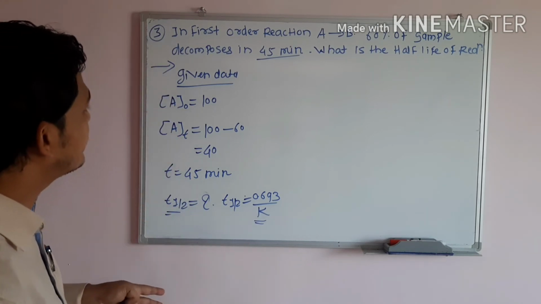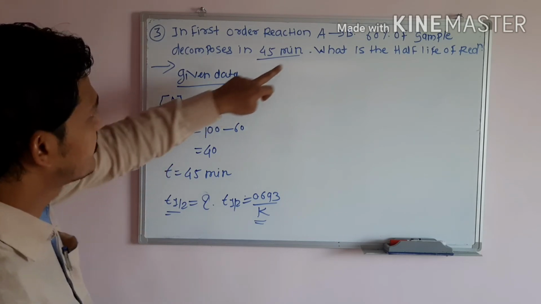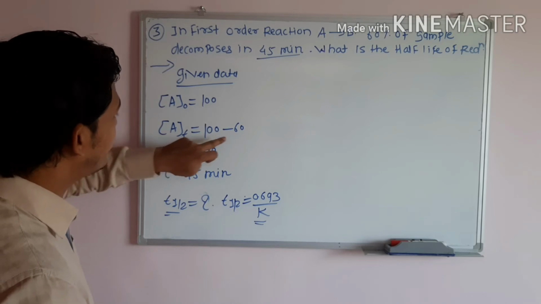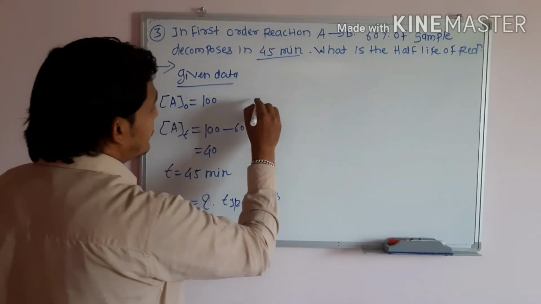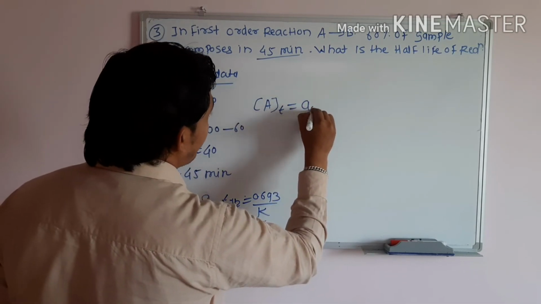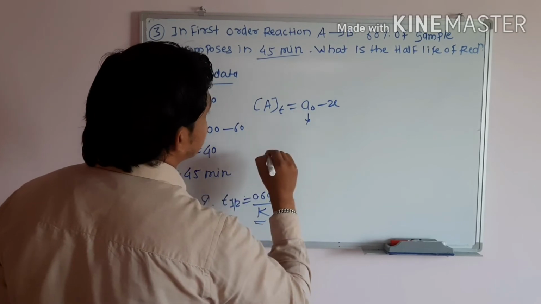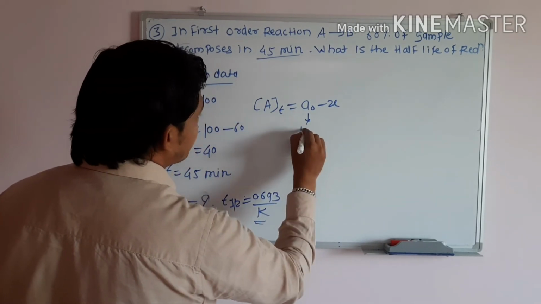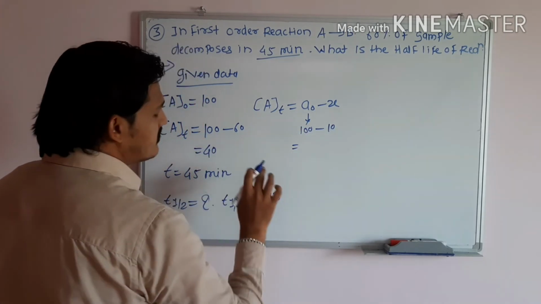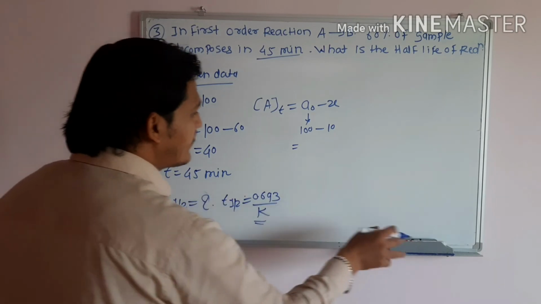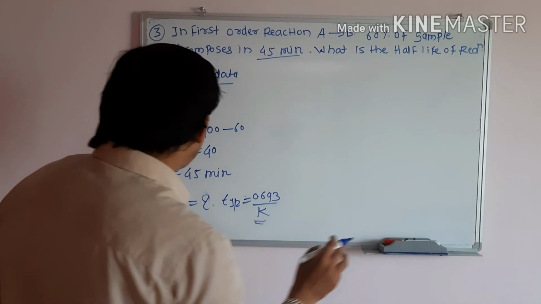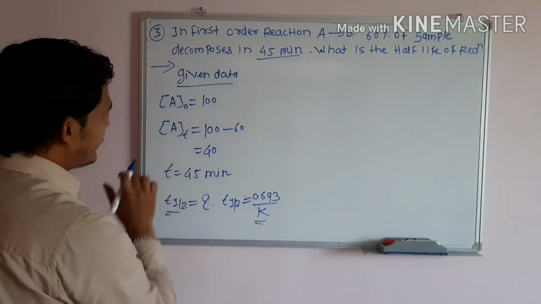This is our basic given data. Initial value, that is 100. Final value, that is after 60% decomposes, so 100 minus 60. Point to be noted, in our second lecture, the value of At is given by A0 minus x. A0 is 100, minus 60. So you will also get help from my video lecture number 2. So this is how to write At and A0.